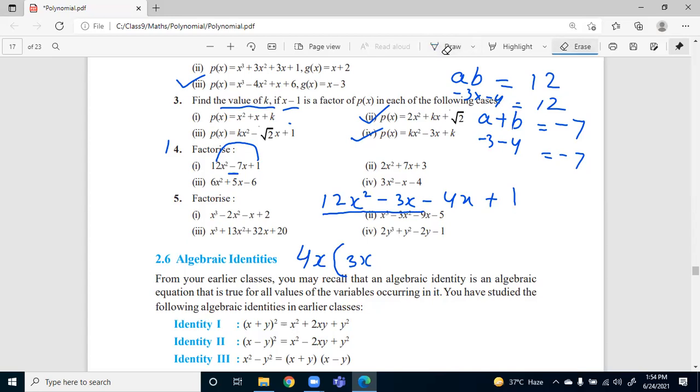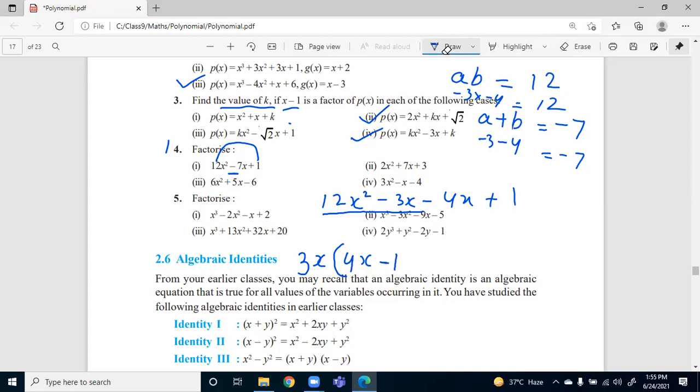You can see the second term is 3x. So what should be the correct selection? It should be 3x that I take common. Then what should come in the bracket? 4x minus 1.